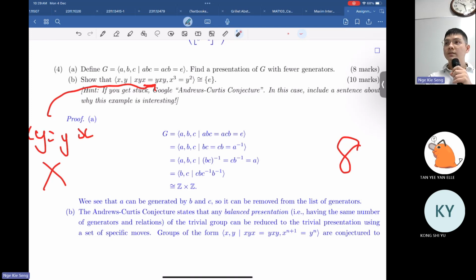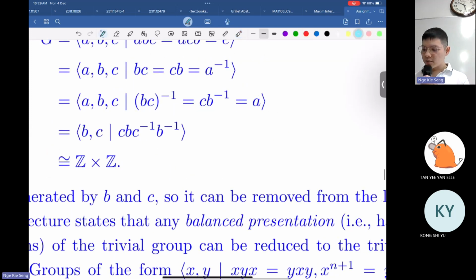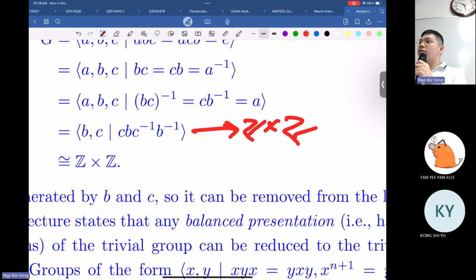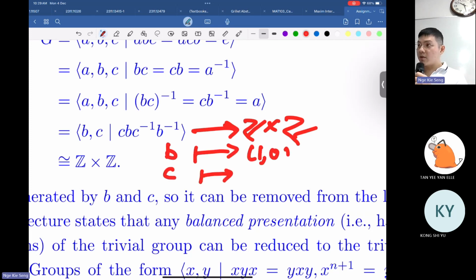Z is Z under addition, multiplication. When is that a group? So if you want to ask about isomorphism, you need to ask what's the surjection you want to make to Z cross Z. By the mapping property of the free group, you need to tell me where the generators are going. So B and C should go where? Yes, (1,0) and (0,1).